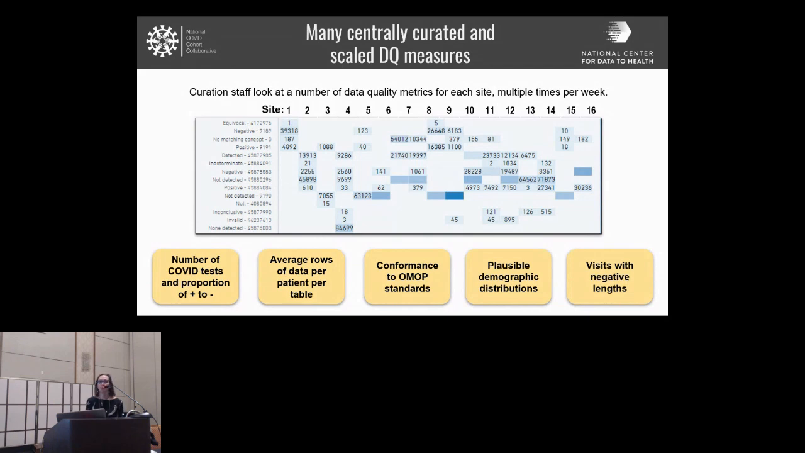Average number of rows of data per patient per table. This is simple stuff to really see, like looking for where tables might have dropped patients or something like this. Plausible demographic distributions, visits that have negative length. So we have patients that never even started their visits because their timestamps didn't add up.